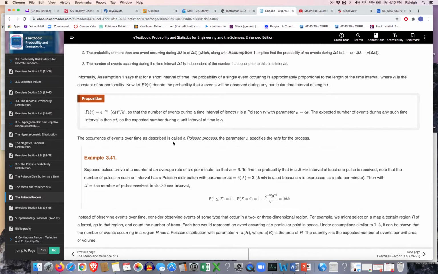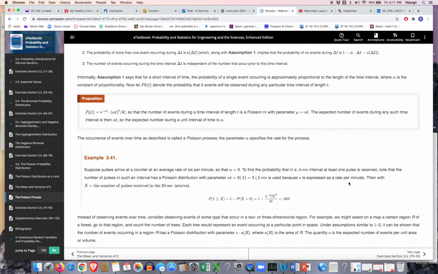The occurrence of events over time is called a Poisson process, and the parameter alpha specifies the rate for the process. So suppose pulses arrive at a counter at an average rate of 6 per minute. So alpha is 6, with a standard unit of time. To find the probability that in a half-minute interval, 30 seconds, at least one pulse is received. Note that the number of pulses in the interval is Poisson distributed, with alpha t being 6, that's the proportionality constant, times the time interval, 1/2. So we get an average of 3 over this particular time interval.